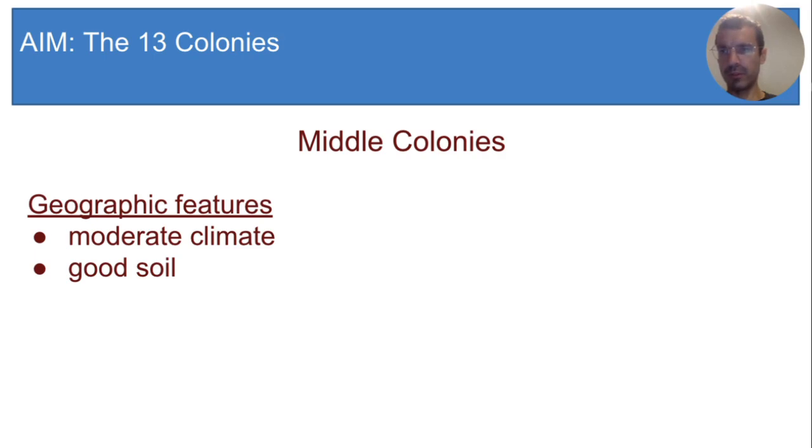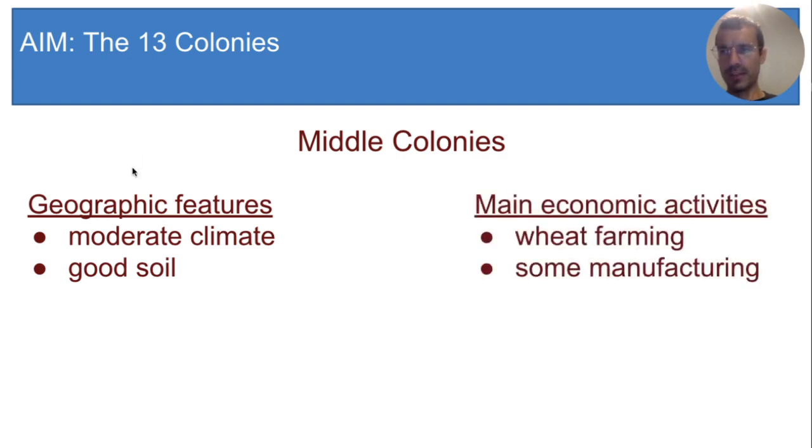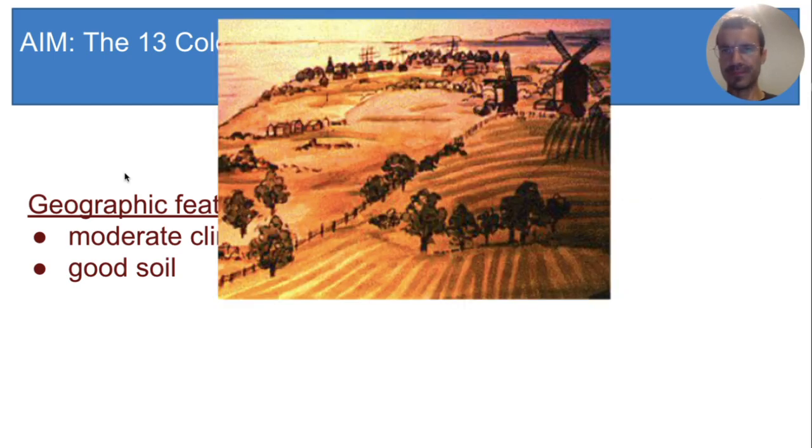And the soil in this region was pretty good for growing crops. As a result, the middle colonies became the main center for growing wheat, which is used to make bread. Sometimes people called the middle colonies the breadbasket of colonial America because so much wheat was grown there. There was also some manufacturing in cities like New York and Philadelphia.